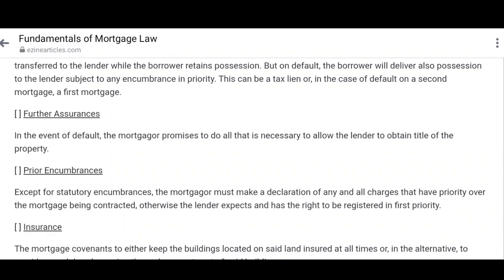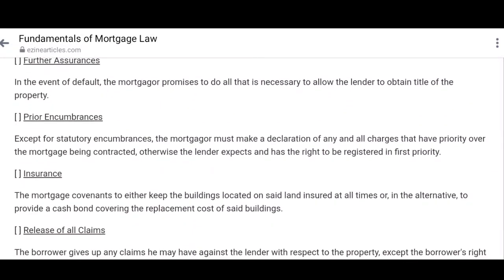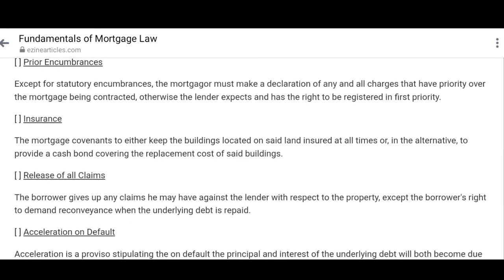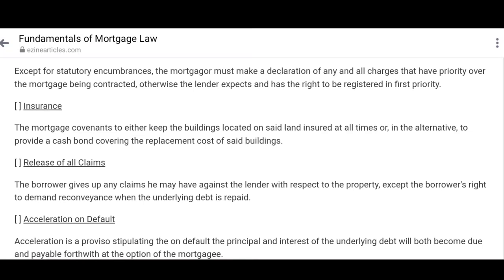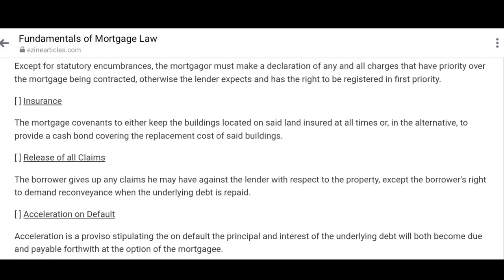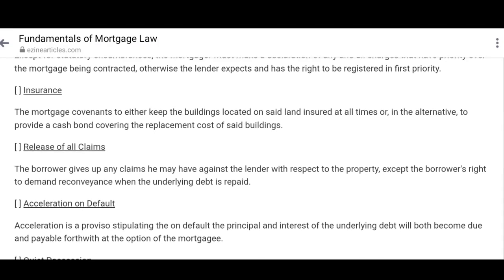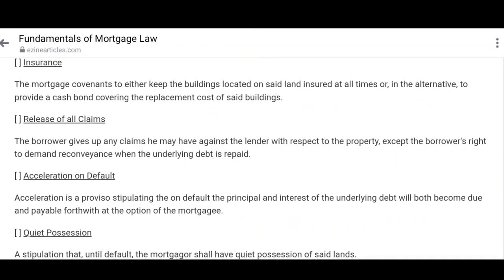This can be a tax lien or, in the case of default on a second mortgage, a first mortgage. Number 5. Further assurances. In the event of default, the mortgagor promises to do all that is necessary to allow the lender to obtain title of the property. Number 6. Prior encumbrances. Except the statutory encumbrances, the mortgagor must make a declaration of any charges with priority over the mortgage being contracted. Otherwise, the lender has the right to register in first priority.